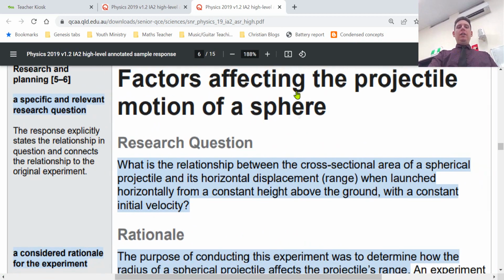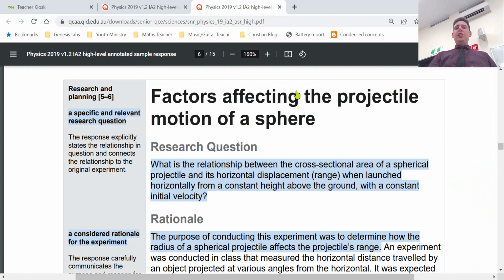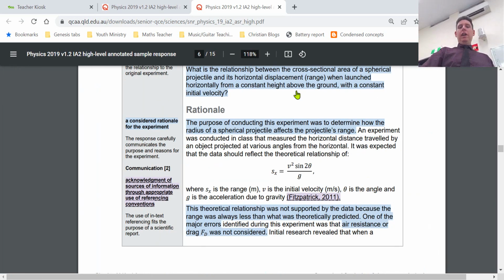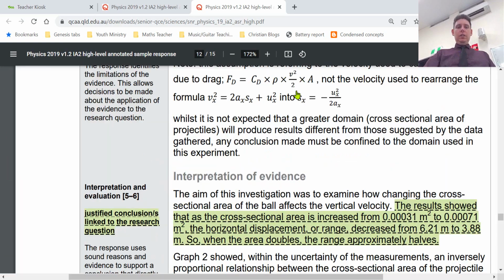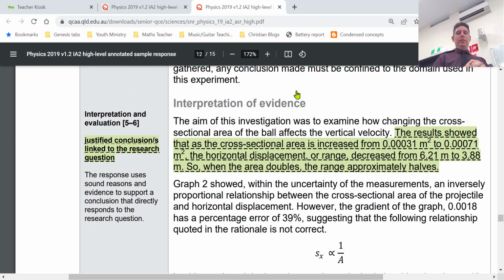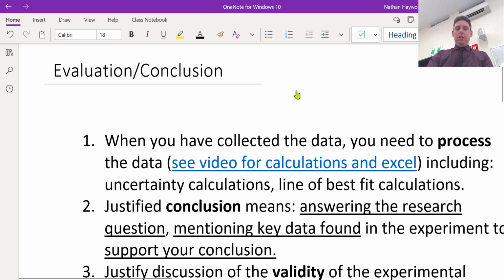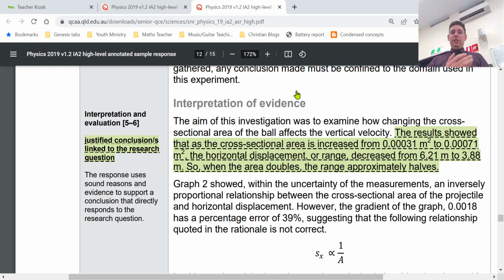So in this particular one, they're looking at the relationship of a projectile, its spherical cross-section and the displacement of this projectile. So you know what projectiles are. They've gone through the rationale, they've done all that stuff, method, etc. So justified conclusion. They've mentioned data. They've said the cross-section increases from this to this. The horizontal displacement goes from this to this. See that in the green? Mention data. They show how it supports the conclusion.